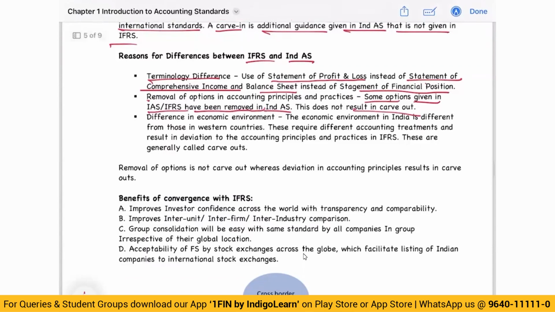Then because our economic environment is different, we have removed some accounting treatments and some principles we have changed. That is called carve out. Okay, and no need to spend too much time in understanding. Just understand there is something carve in, there is something carve out. Removal of option is not a carve out.